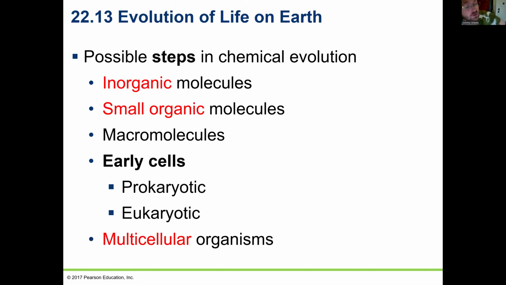We have some possible steps in chemical evolution. We start with inorganic molecules and small molecules, and then after a while, we started working up to macromolecules. Each of those can be used to transmit data between generations in one way or another. After life has evolved, the first life forms were the early cells. That would be prokaryotic, the non-organelle-having cells, or eukaryotic, which means it has membrane-bound organelles.